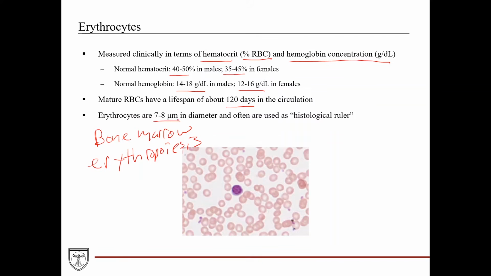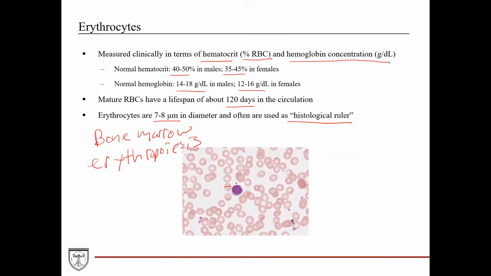Erythrocytes are also 7 to 8 micrometers in diameter. And as a result of that, because they have a consistent diameter, they're often used as what's called a histological ruler. So if you look down here, here's a peripheral blood smear. It's full of red blood cells. If you look at here, this would be about 7 to 8 micrometers. You compare it here to this lymphocyte, so you can get an idea of how large this lymphocyte is.